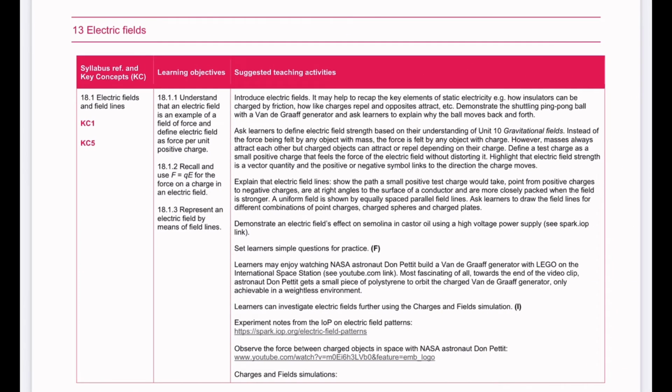Electric fields. Key concepts. 18.1. Electric fields and field lines. Learning objectives. 18.1.1. Understand that an electric field is an example of a field of force and define electric field as the force per unit positive charge. 18.1.2. Recall and use F = QE for the force on a charge in an electric field. 18.1.3. Represent an electric field by means of field lines.